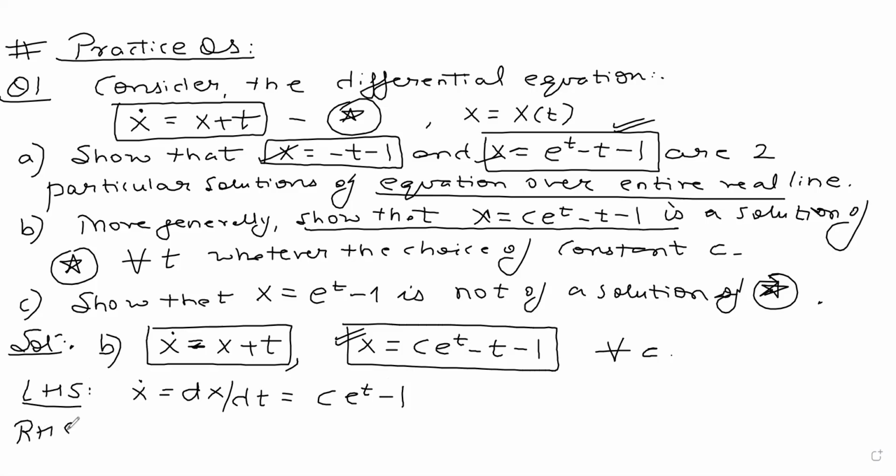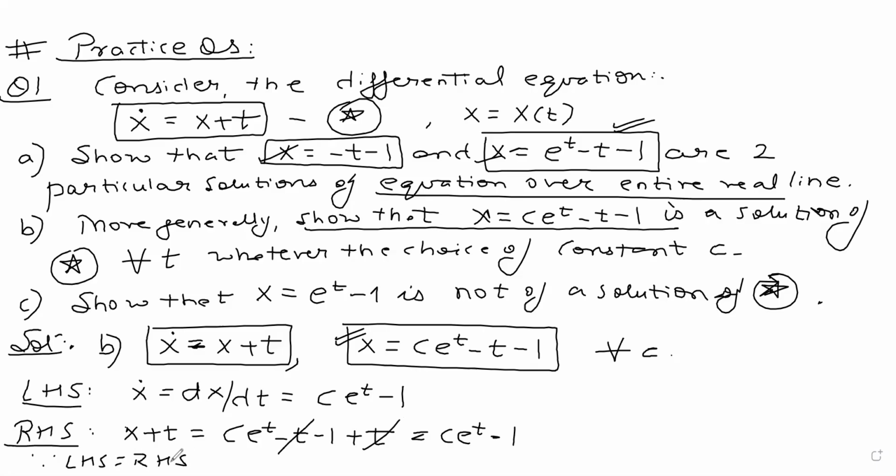And my RHS will be x plus t. What is x? C e to the power t minus t minus 1 plus t. Minus t and plus t cancel. Again, we get c e to the power t minus 1. So since LHS is equal to RHS, we have verified. So I can say that therefore x equal to c e to the power t minus t minus 1 is the solution of the differential equation x dot equal to x plus t for all values of t.